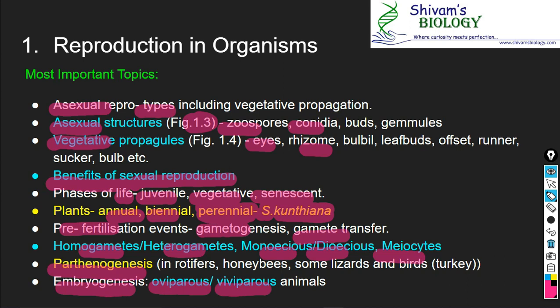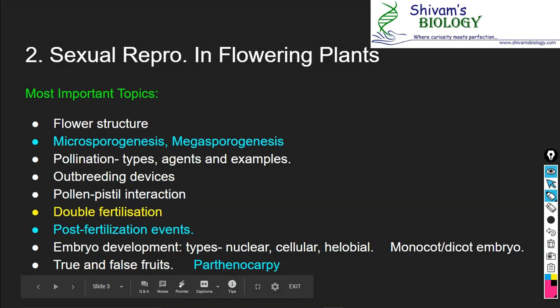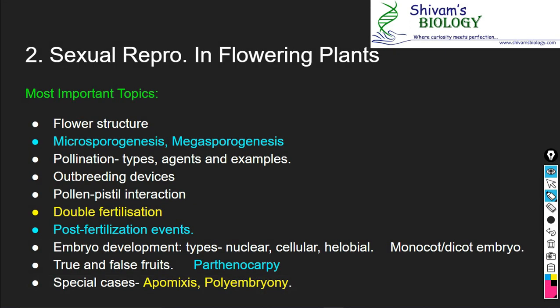Let's proceed to the next chapter, that is second. In the second chapter, that is sexual reproduction in flowering plants, the most important topics are flower structure. Here you should always remember that in your NCERT textbook a lot of diagrams are given, and all those diagrams are important for your board as well as NEET exam. So whenever you encounter any diagram, study it carefully.